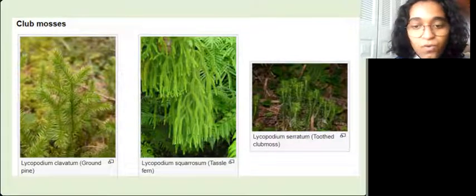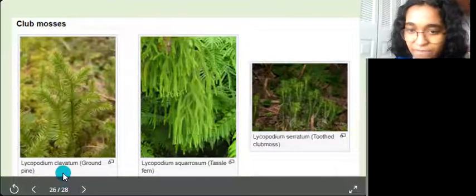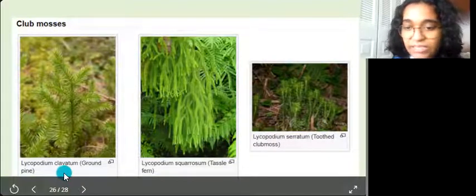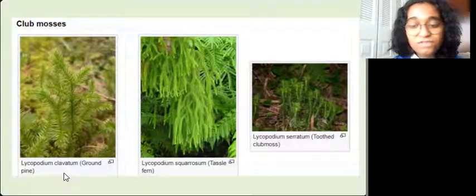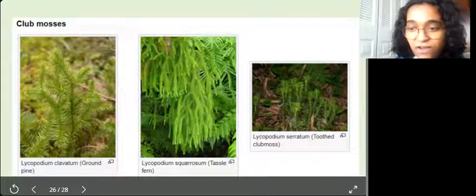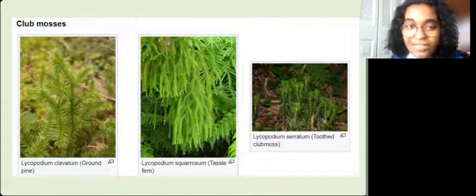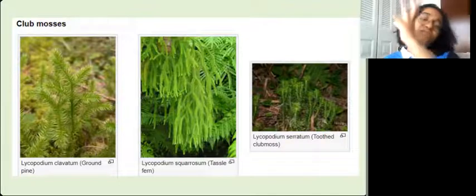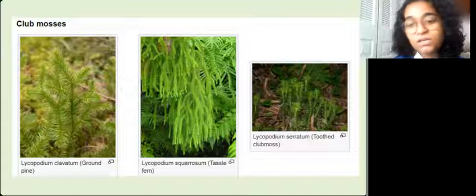The Lycopodium clavatum, or the ground pine. This plant resembles a tiny pine tree. It grows in forests and sends runners underground from where the other plants spring. So it sends roots underneath from where the other plants grow out. So it reproduces through the roots.